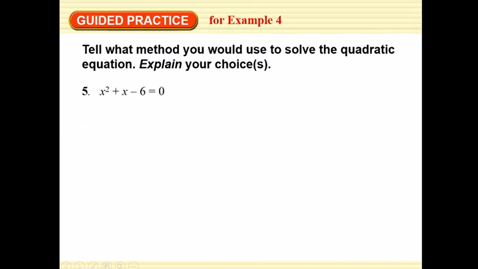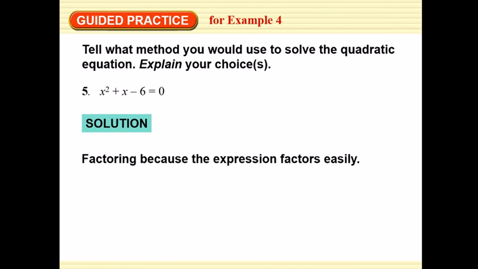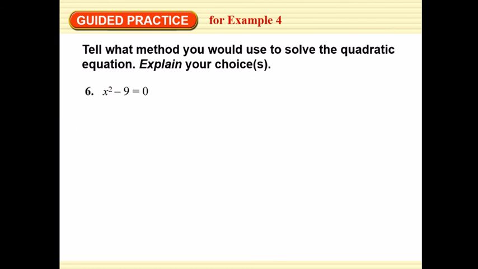Alright, guided practice 5 here. X squared plus x minus 6 equals 0. That one, factoring, it is going to factor very, very easily. I would always look at factoring and then see if there is an x term there to see if you can take a square root. So this one, it factors easily. What multiplies to negative 6 that adds to a positive 1? That is x plus 3 times x minus 2. And then you use your zero product property. Alright, so factoring is your best bet.